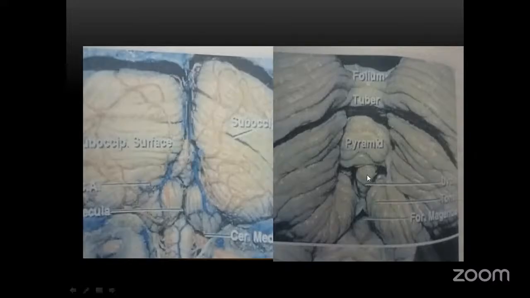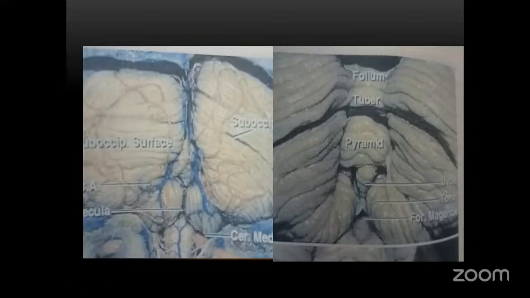Let me tell you. These are on the suboccipital surface, and in front of you, that's why you're memorizing it. Look here, this is the last one, that is the uvula. And when we dissect the tonsils, we can find the nodule. So these are the 5 lobules here: folium, tuber, pyramid, uvula, and the nodule. What about the remaining 4?